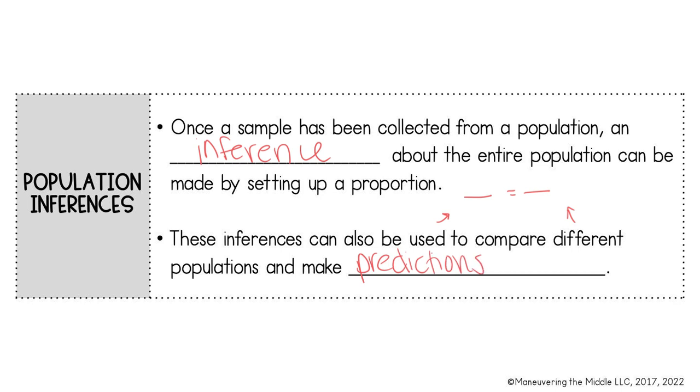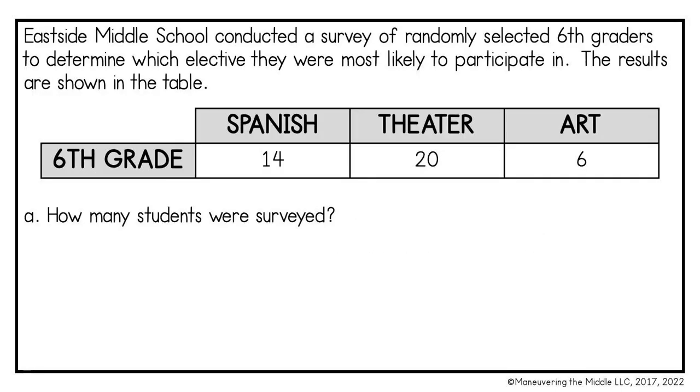Okay, so let's do an example together. Eastside Middle School conducted a survey of randomly selected 6th graders to determine which elective they were most likely to participate in. The results are shown in the table. So they have Spanish, theater, and arts. How many students were surveyed? All we have to do there is just add 14 plus 20 plus 6. 14 plus 6 is 20, plus another 20 is 40. So there were 40 students surveyed. That is the first piece of information we need to know, how many were surveyed.